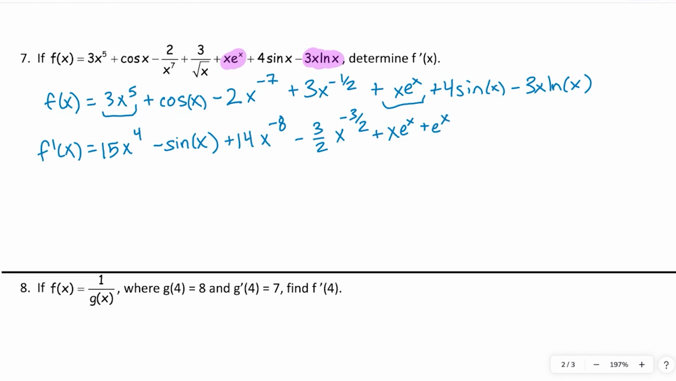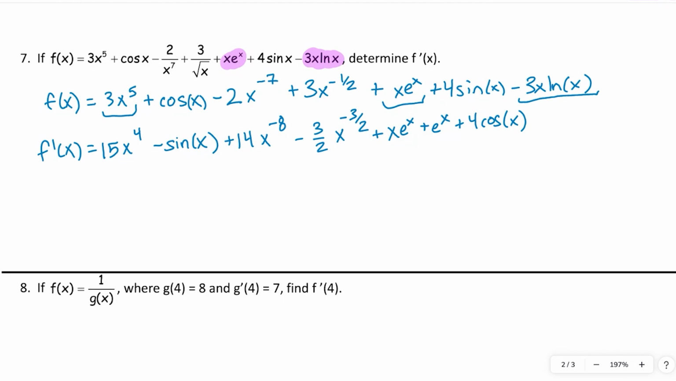So that wasn't too bad, but you just got to be aware that you're going to have to do that. And now we're going to differentiate. Now we know the derivative of sine is cosine, so the derivative of 4 sine should be 4 cosine. And then we're going to have to use product rule one more time on this negative 3x times the natural log x.